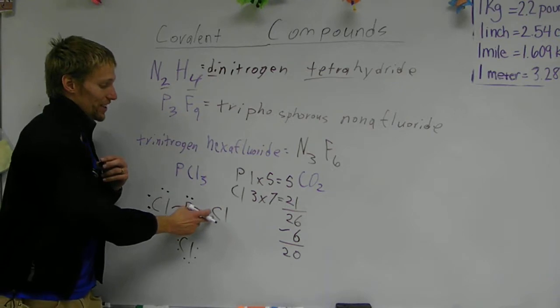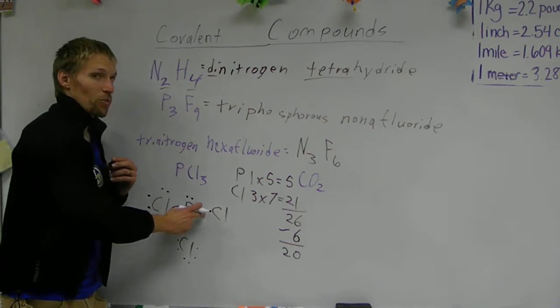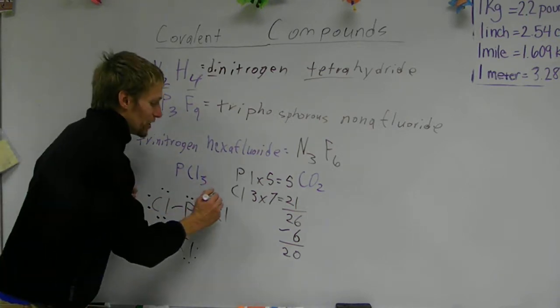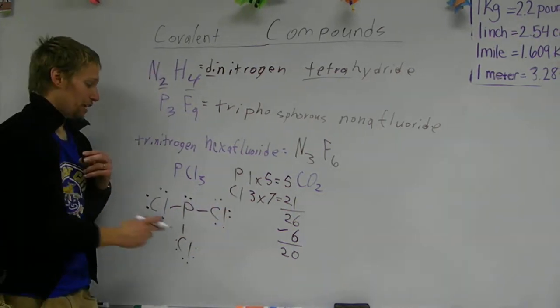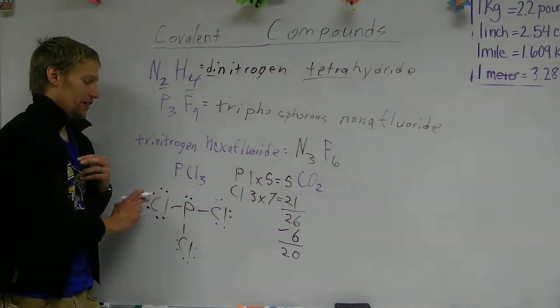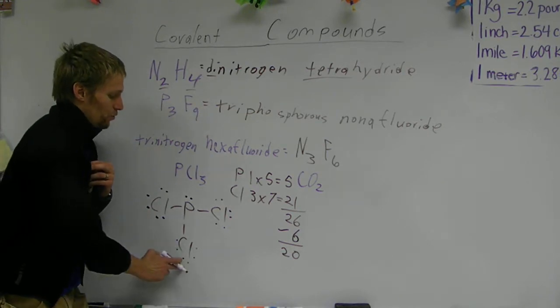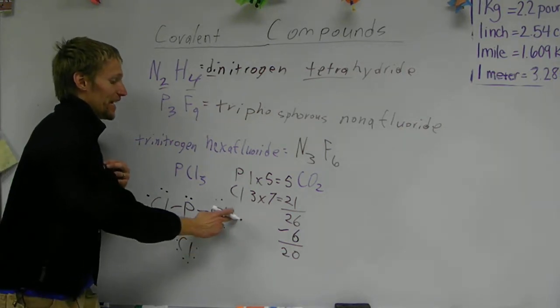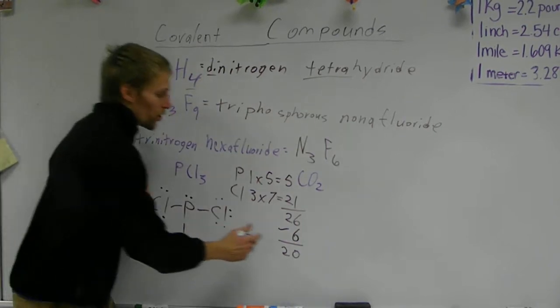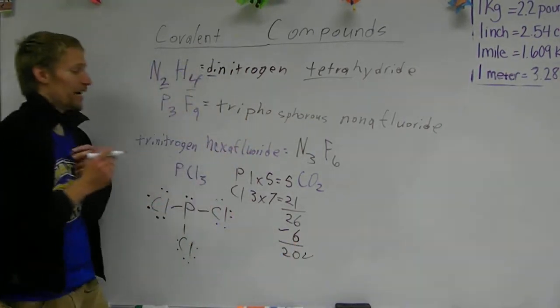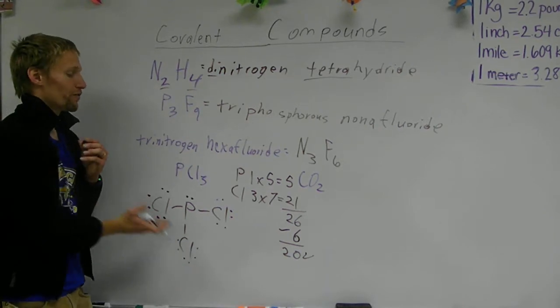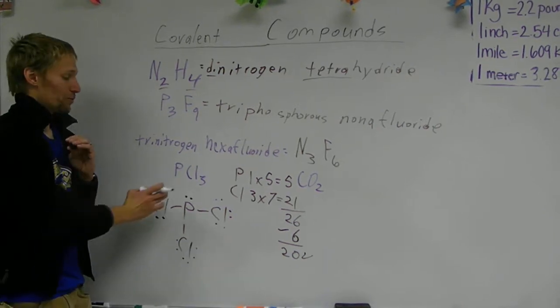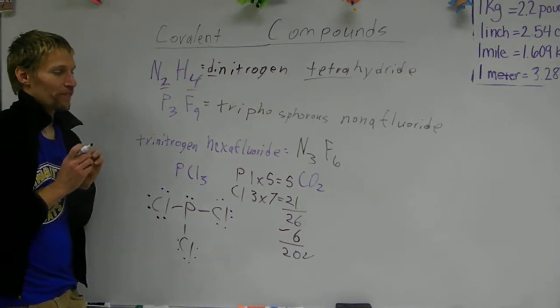Finally, we come to this Cl. And again, we see it's got 1 line, so it needs 6 electrons. 1, 2, 3, 4, 5, 6. So then we count our dots. 2, 4, 6, 8, 10, 12, 14, 16, 18, 20. We've used all 20, so that's a good diagram. So we end up with a diagram that looks like that. That's our structure for PCl3. That's what we call a Lewis dot structure.